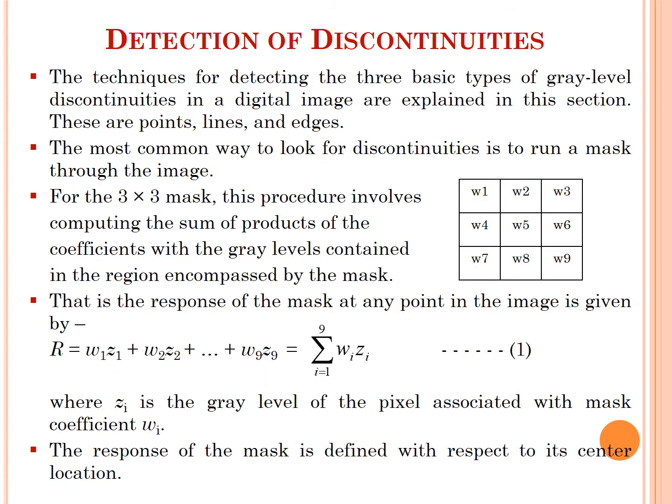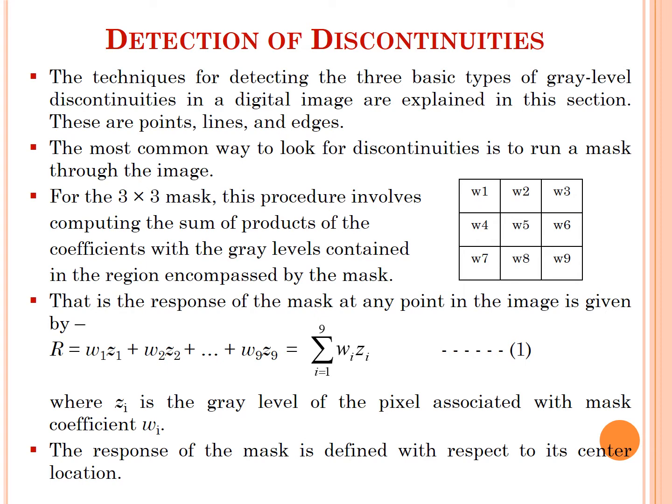Detection of discontinuities. The techniques for detecting the three basic types of gray level discontinuities in a digital image are explained in this section. These are points, lines, and edges. The most common way to look for discontinuities is to run a mask through the image. For a 3 by 3 mask, this procedure involves computing the sum of products of coefficients with the gray levels contained in the region encompassed by the mask.